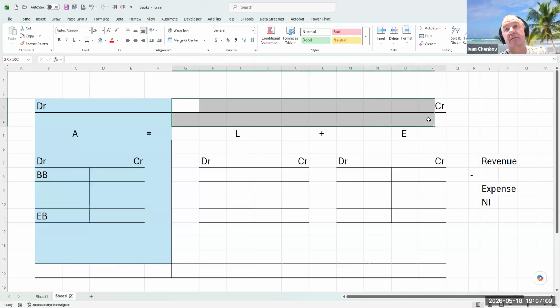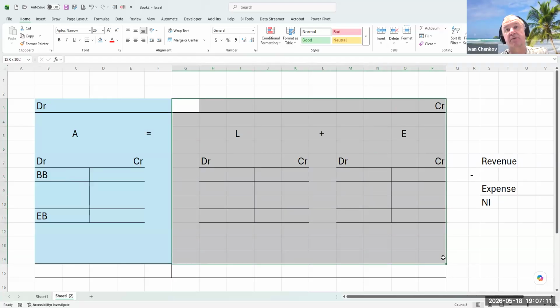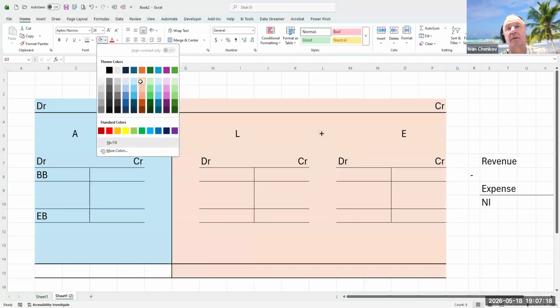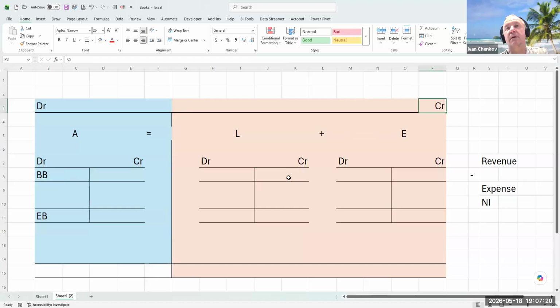If we're on the other side of the equation, on the big ginormous equation, we know that those accounts always going to have a credit balance. So beginning balance of those accounts will be on the credit side, and ending balance of those accounts will be on the credit side.